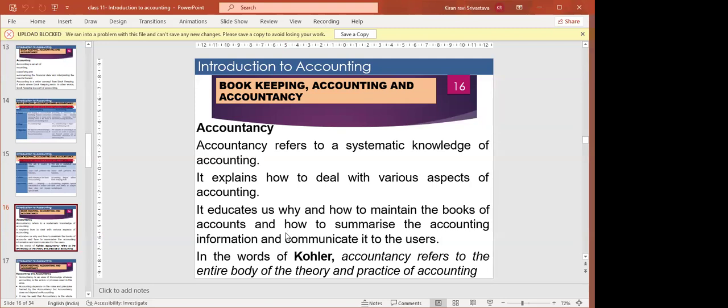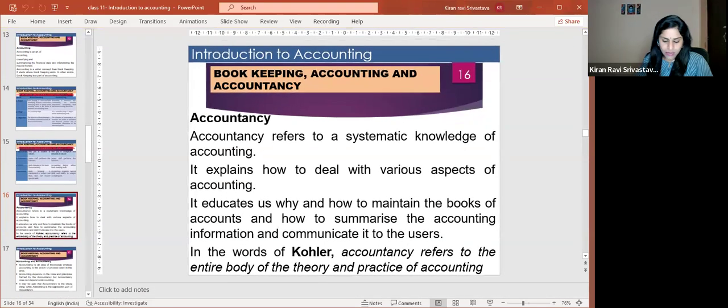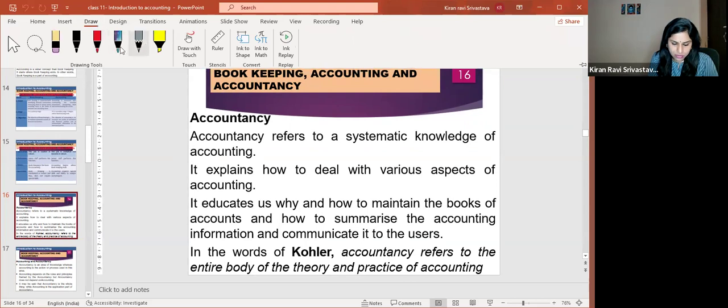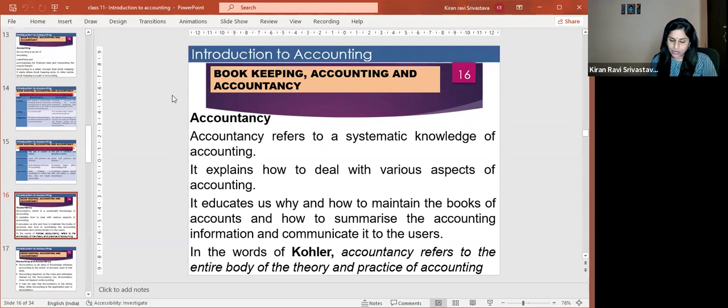So what is accountancy? Accountancy refers to a systematic knowledge of accounting. When you have a systematic knowledge of accounting, that is called accountancy. That is why we call the subject accountancy. When you learn how accounting is done, then it becomes accountancy.